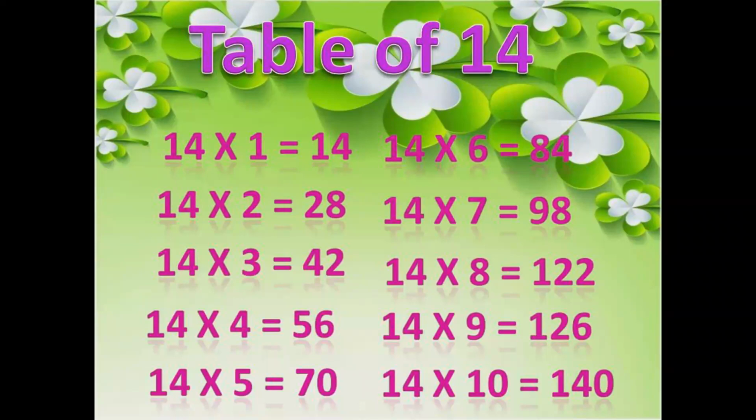14 ones are 14. 14 twos are 28. 14 threes are 42. 14 fours are 56. 14 fives are 70. 14 sixes are 84. 14 sevens are 98. 14 nines are 126. 14 tens are 140.